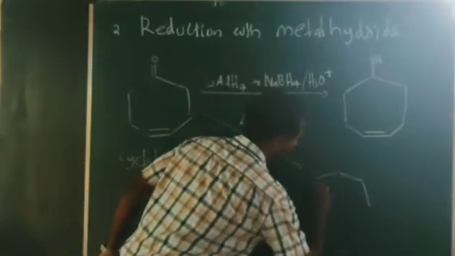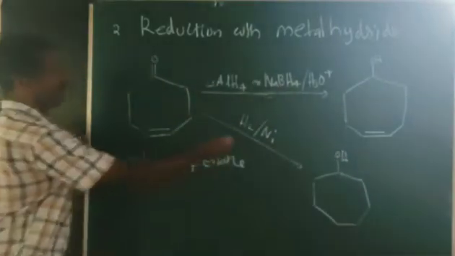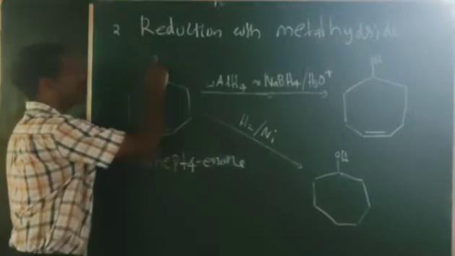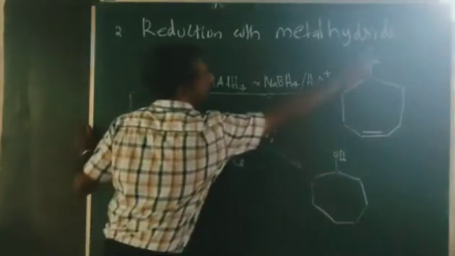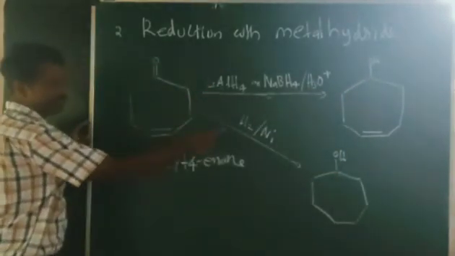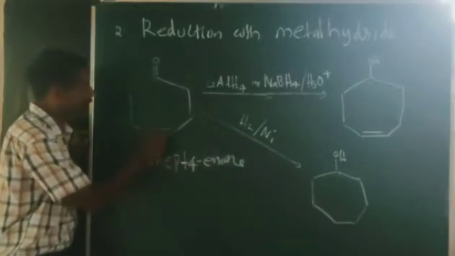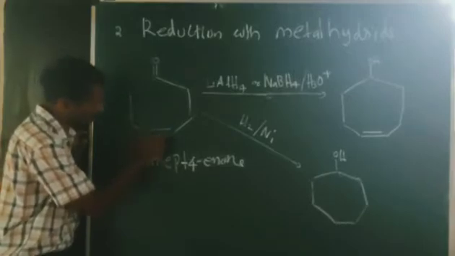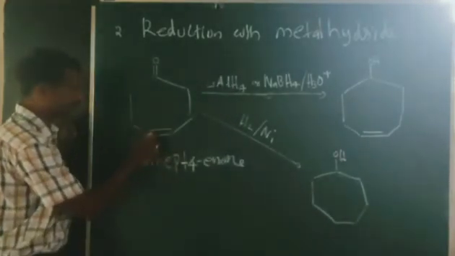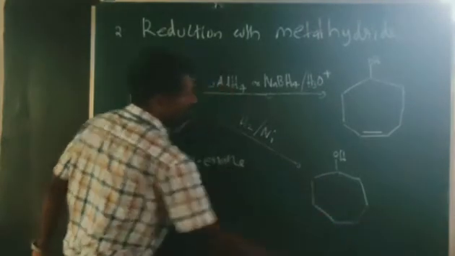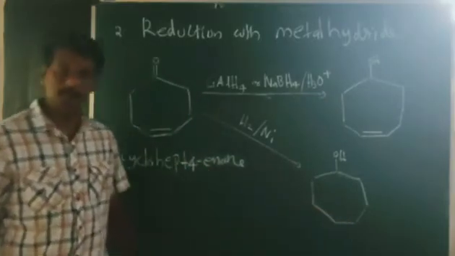We get a structure like this, with OH. Hydrogen in presence of nickel will reduce the carbonyl group, CO changing to CHOH as in the previous case, and it will also reduce the double bond. So this changes into CH2: the double bond is broken and one hydrogen is added on each carbon. We get cycloheptanol, so the double bond is also reduced.